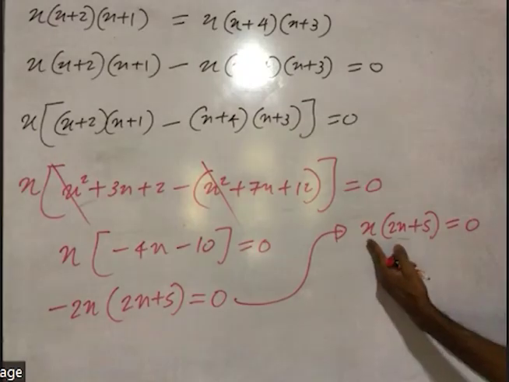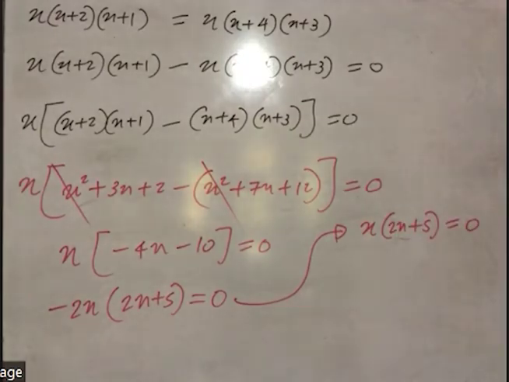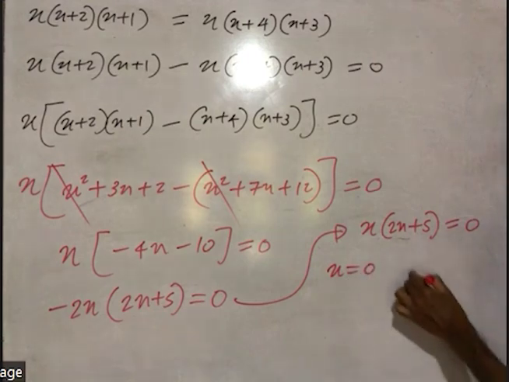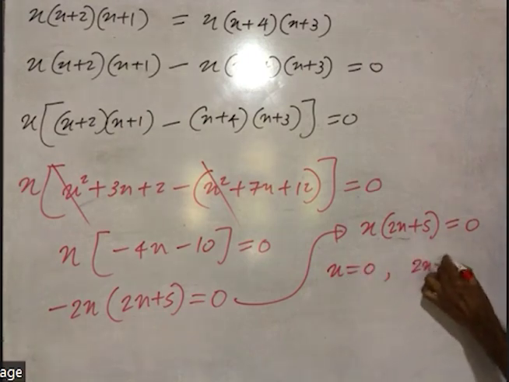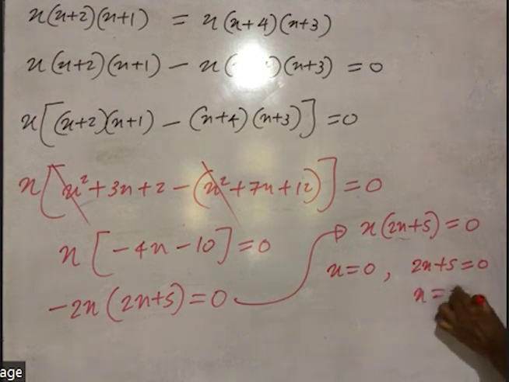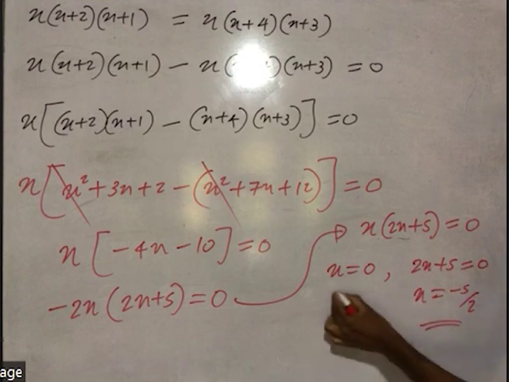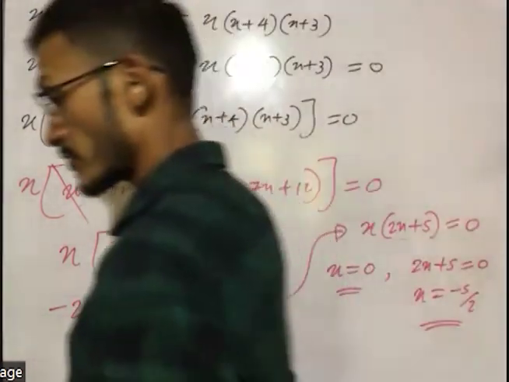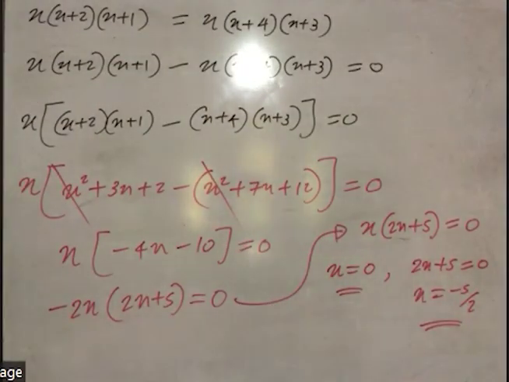Now you can separately equate these two parts to 0. Then x will be equal to 0. 2x plus 5 will be equal to 0. Then here x equal to minus 5 over 2. So there are two answers, x equal to 0, x equal to minus 5 over 2. Right. So that is the solution of this equation.